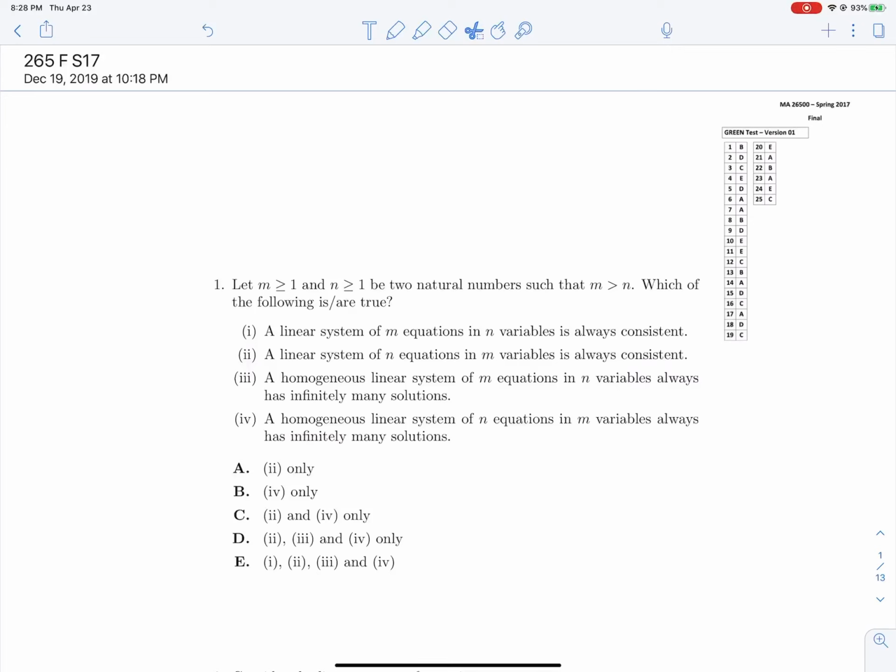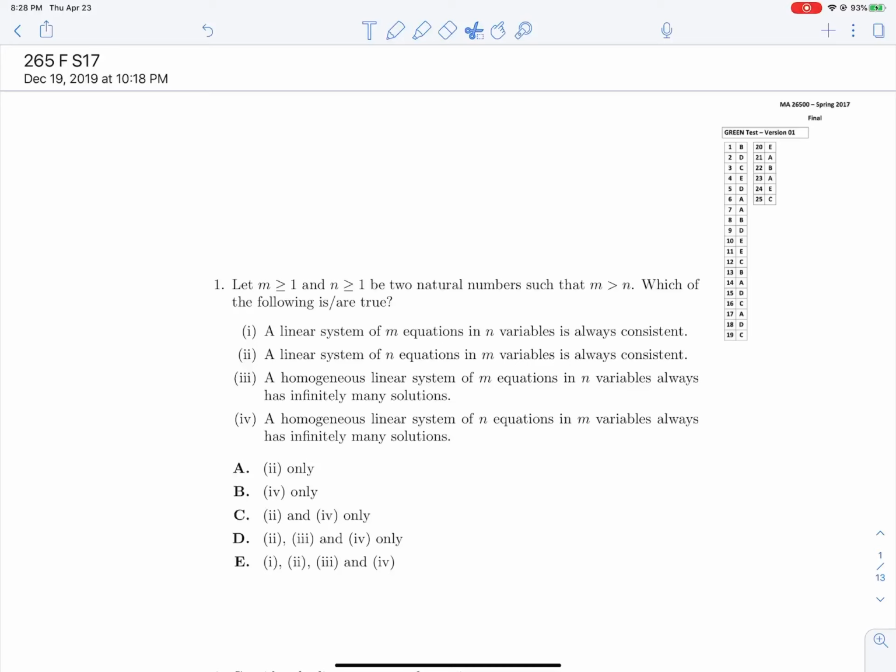This is the second to last full exam I have to go through for MA 265, and let's get going. This is spring 2017. We're doing the whole thing. Question 1, let m and n be greater than or equal to 1 such that m is greater than n.